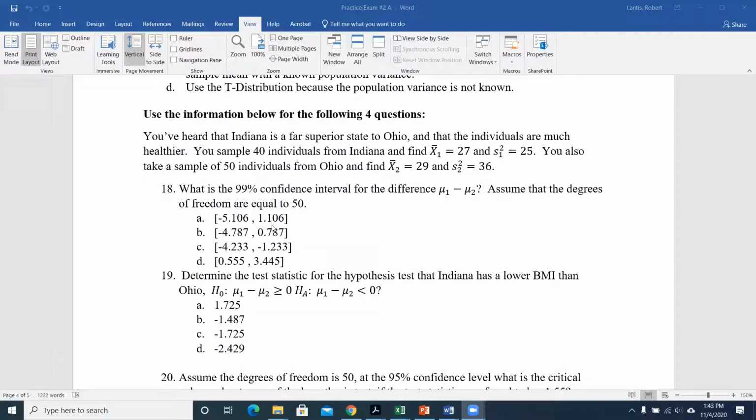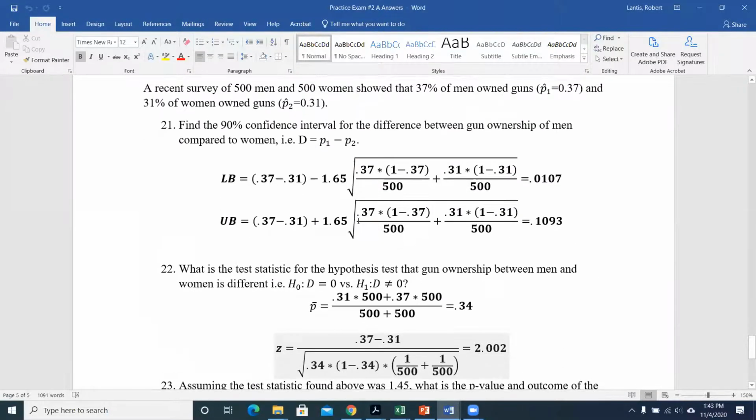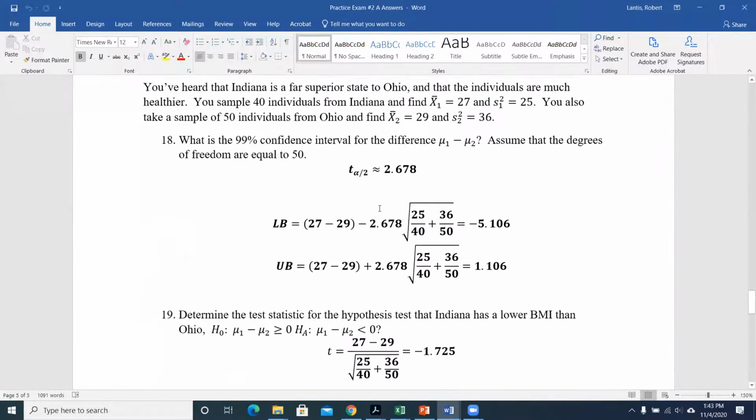So once we plug those values in, like I said, we've got the answer key here. Me writing out the equations and plugging things in is probably not the most useful or the best use of our time. So once we plug all those numbers in, we get -5.1 to -1.1. Okay. Any questions on that one? Okay.